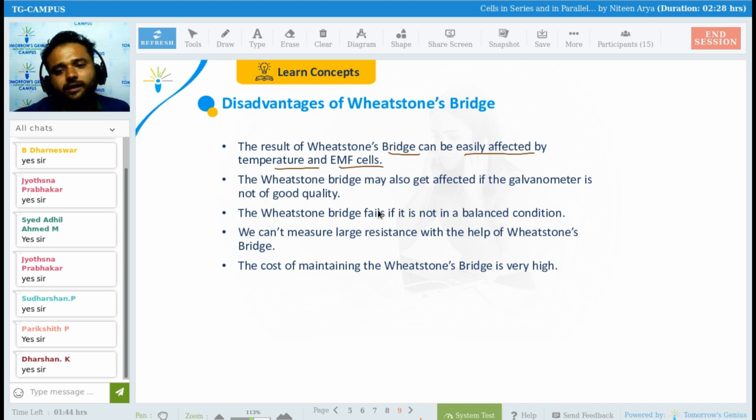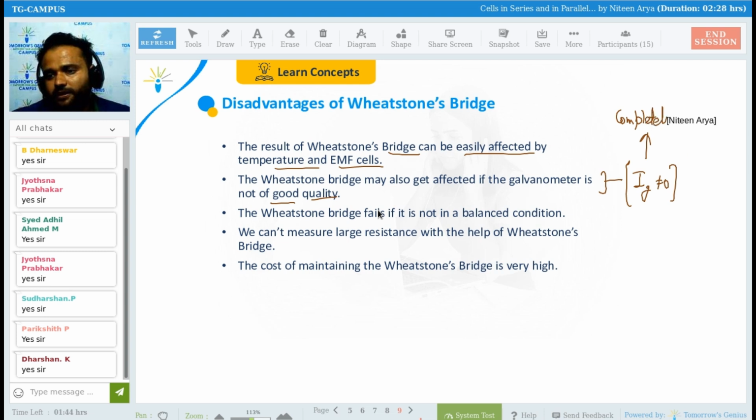The Wheatstone bridge may also get affected if the galvanometer is not of good quality. If it is not good quality, Ig is not going to be properly zero. Meaning Ig is not completely zero, and then we cannot use that particular balance condition completely. So P by Q equals R by S is not going to be fulfilled.